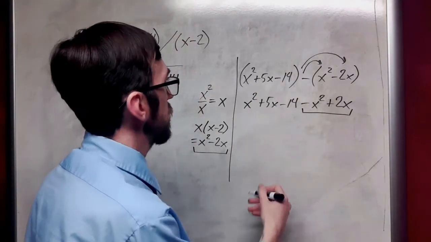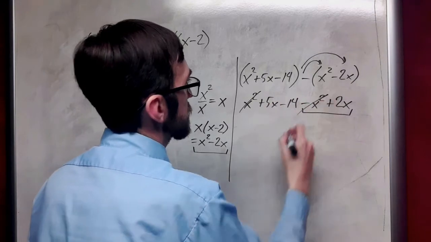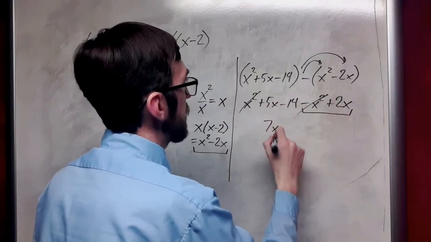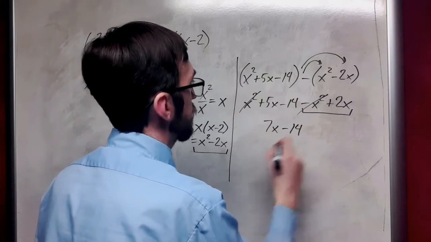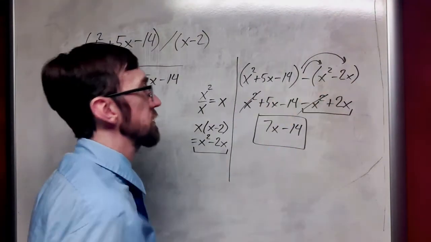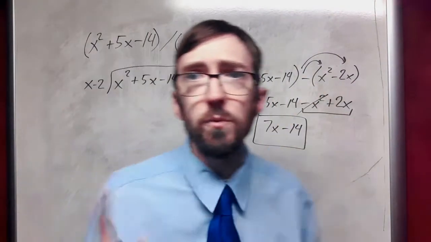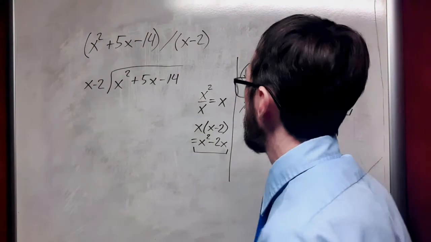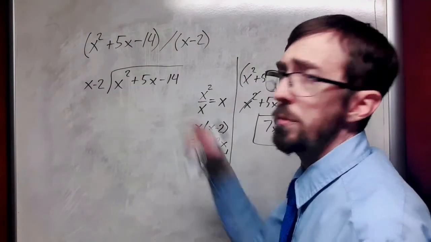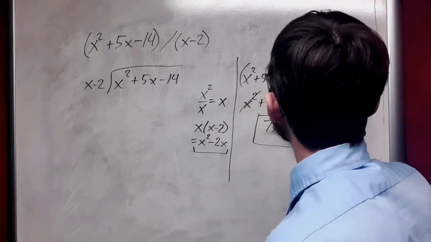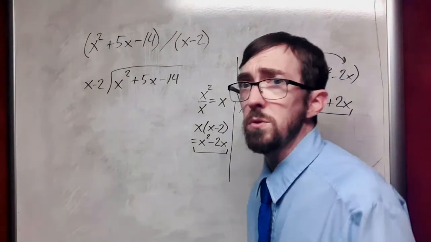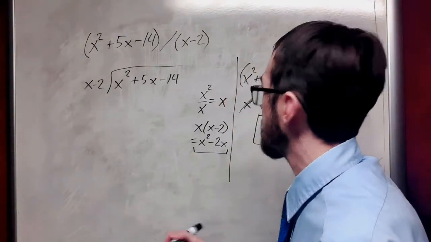We will now gather our like terms. This and this cancel with each other. We have 5 plus 2 is 7x, and then negative 14. So this polynomial is the result of subtracting these polynomials. When we come over here to subtract here, we want to change all the signs here when we put them in here because of this distributed negative sign. This is where I think most students are going to have the problems with all these sign changes.